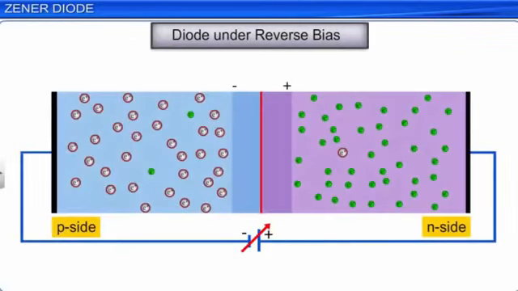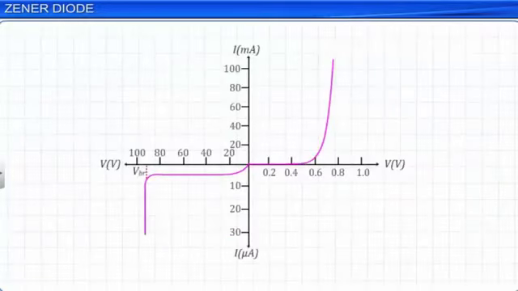We know that if we connect a p-n junction diode to a battery with the p side connected to the negative terminal and the n side connected to the positive terminal, the diode is said to be reverse biased. A reverse biased diode allows little or no current through it.